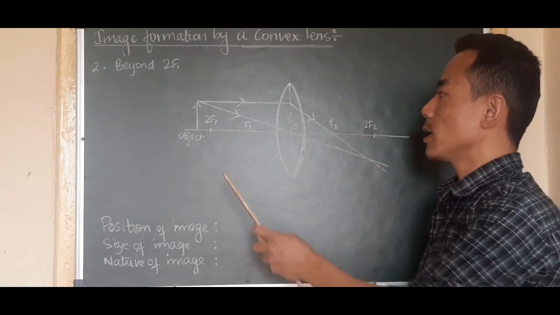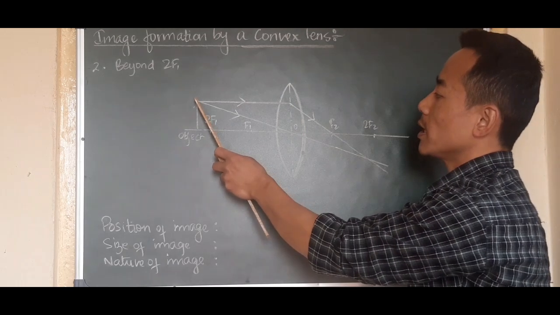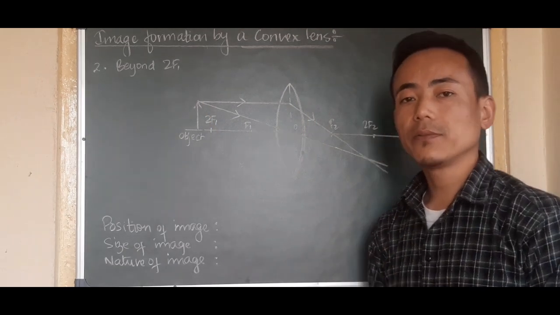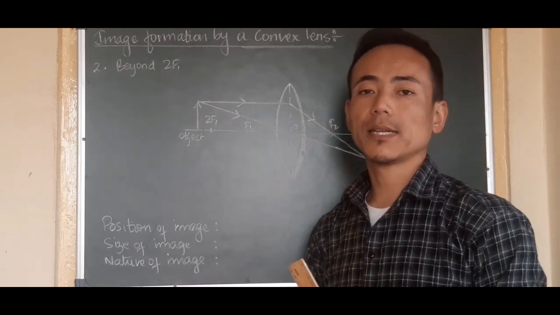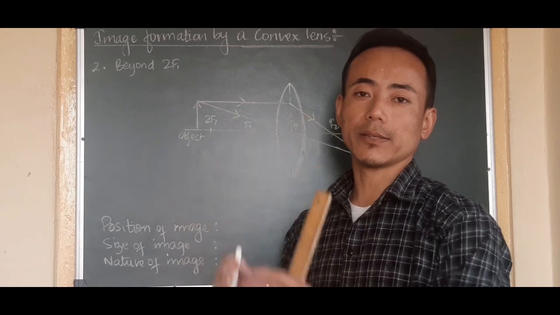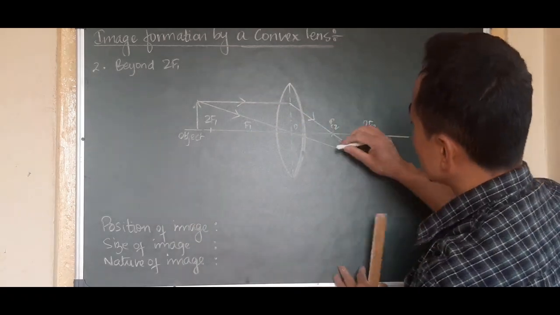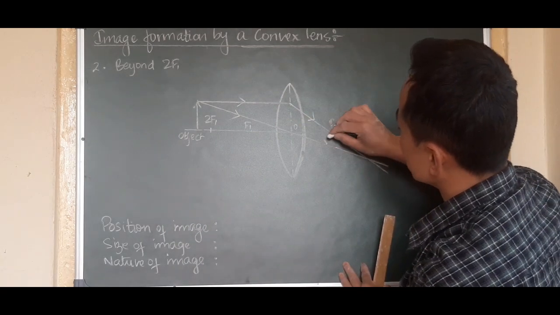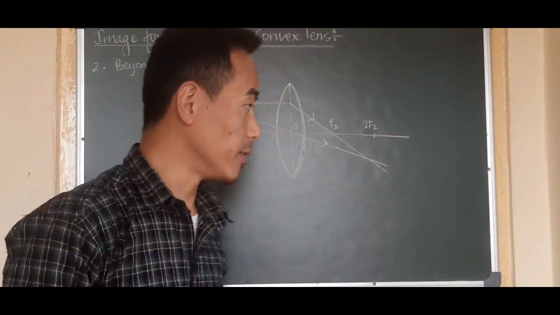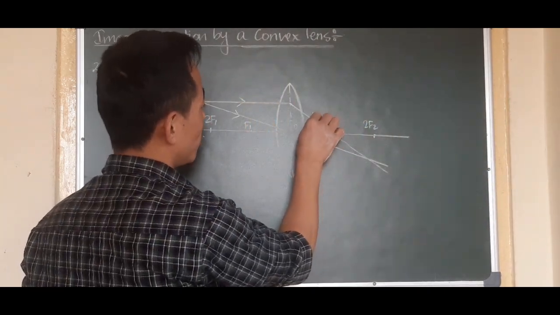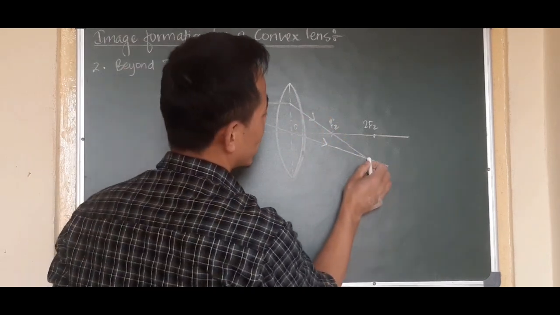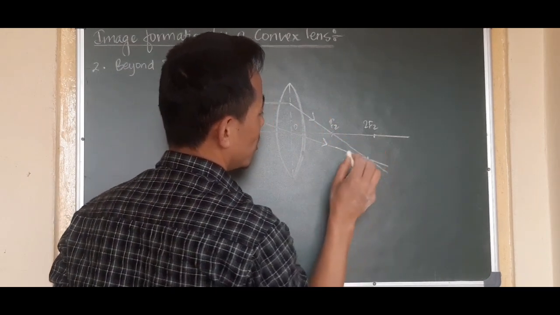Now the next incident ray we are taking is passing through the optical center. The rule says that if the incident ray is passing through the optical center, then it goes without any deviation. That means it will continue to travel in the same straight line. So the refracted ray here will travel in the same straight line. So we have two refracted rays here, this one passing through f2 and this one going in the same straight line. The two refracted rays are intersecting at this particular point.